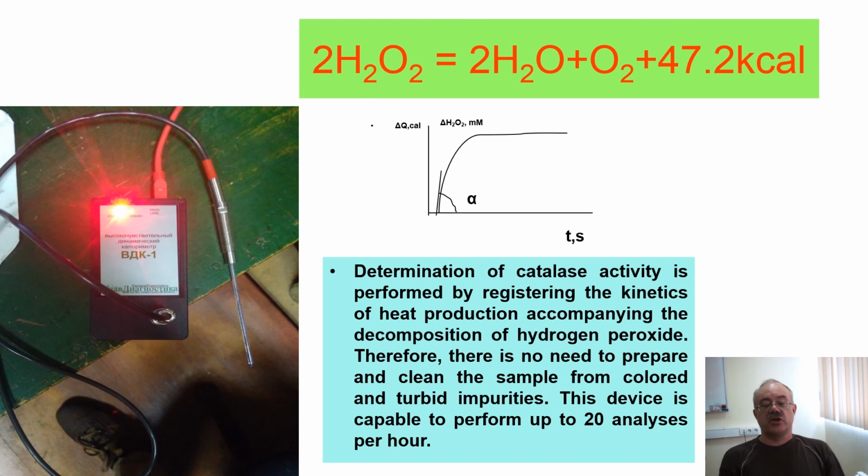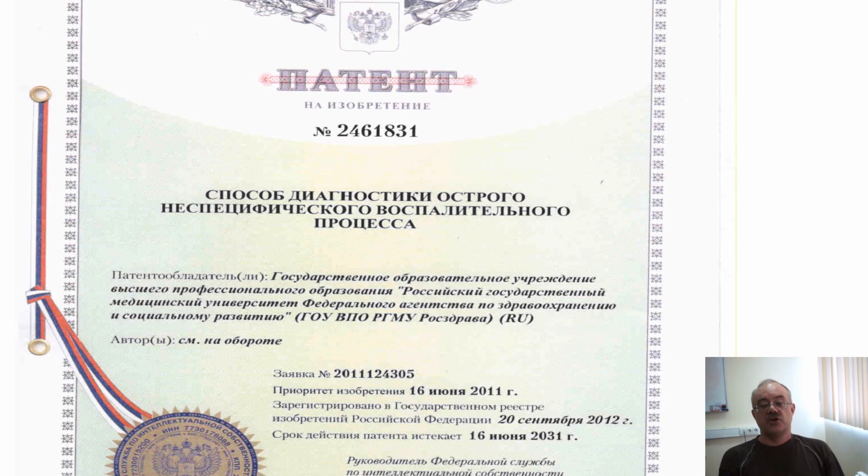Determination of catalase activity is performed by registering the kinetics of heat production accompanying the decomposition of hydrogen peroxide. Therefore, there is no need to prepare and clean the sample from colored and turbid impurities. This device is capable of performing up to 20 analyses per hour. Its sensitivity is up to 50 nanomole. This method is patented in Russia.